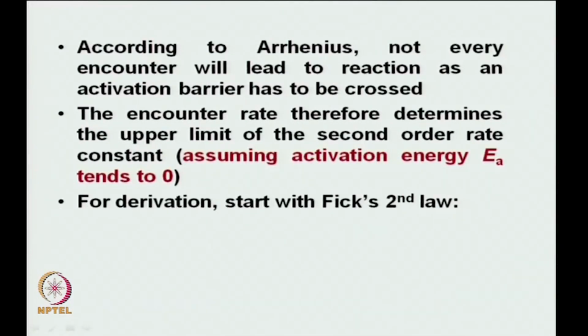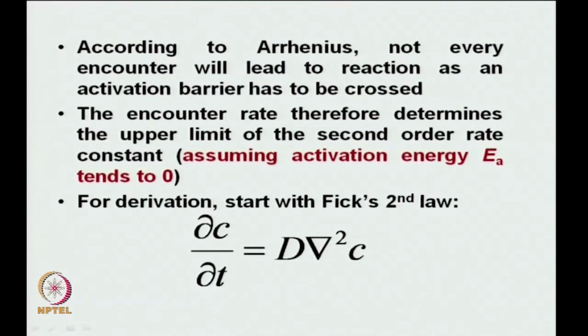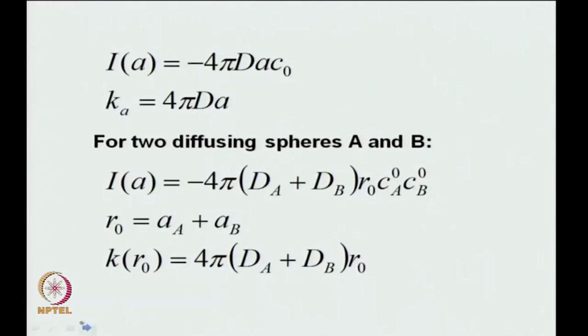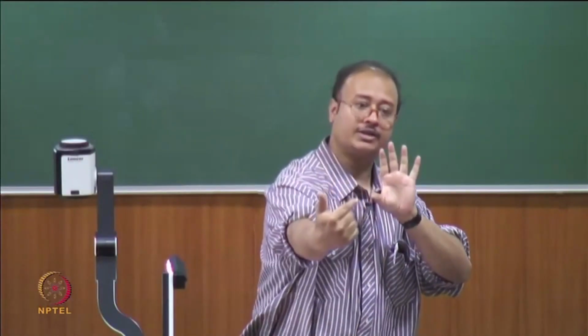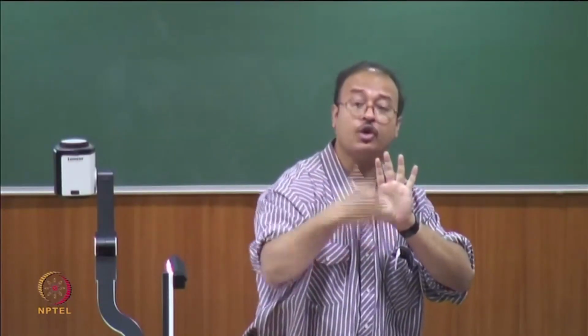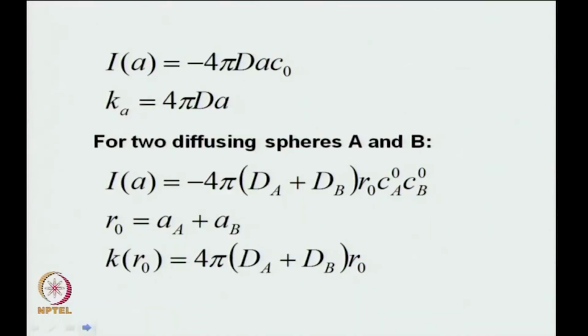For the derivation, we started with Fick's second law, and then we moved ahead and derived, and during the derivation we came to this I of A, which was referred to as a current. So, it's sort of a collision current, and it has a negative sign. Remember, the negative sign is there because the diffusing particles would be moving towards the particle, since they have a concentration gradient, right.